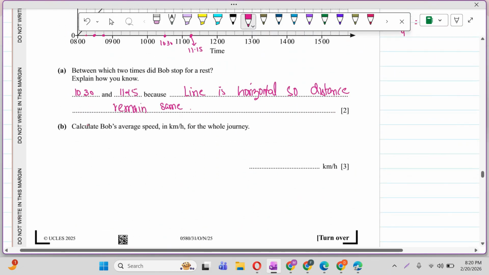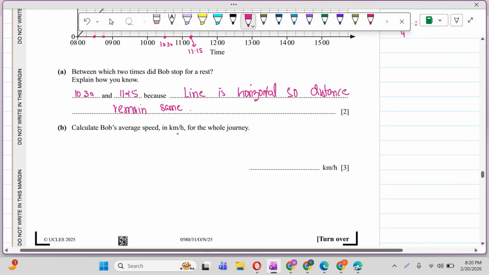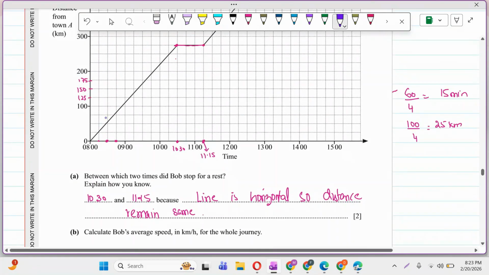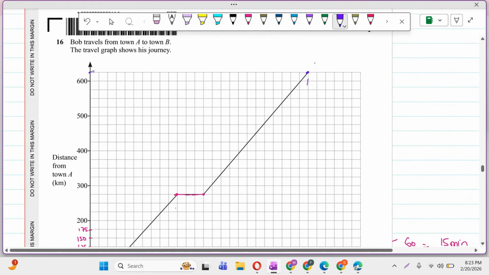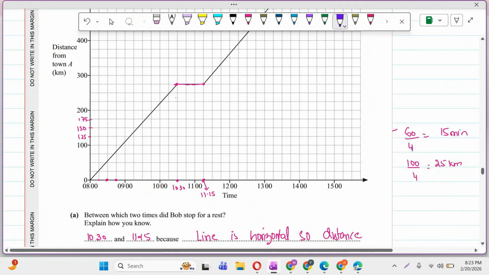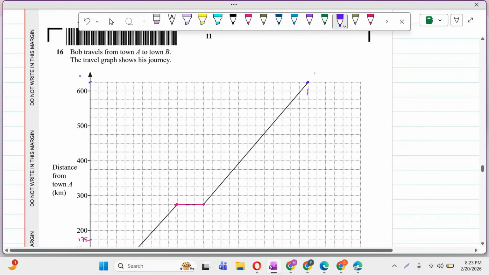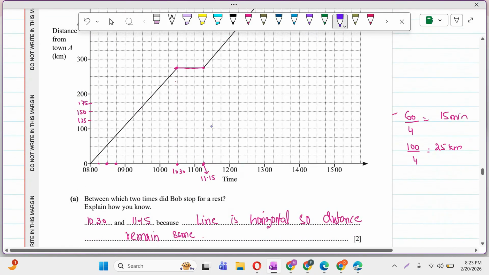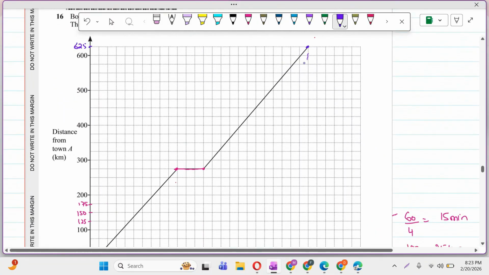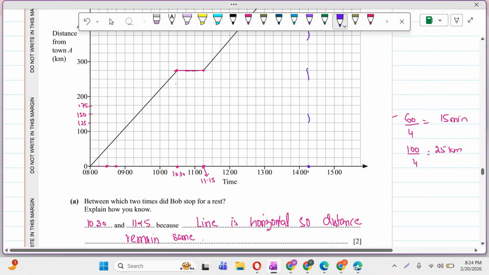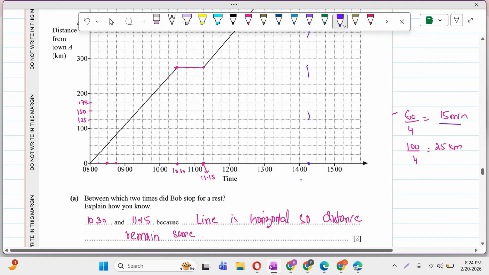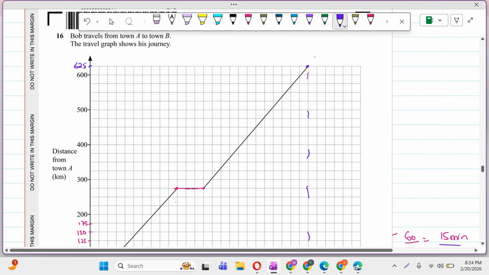Okay. Now calculate the average speed in kilometers per hour for the whole journey. Okay, from the graph we can see that he has covered more than 600 kilometers, and one vertical grid is equal to 25 kilometers. So this one is equal to 625. Similarly, he started at 8 and ends his journey at 14, and one box is equal to 15 minutes. So this one is 14:15. So the total distance he covered is 625 kilometers.